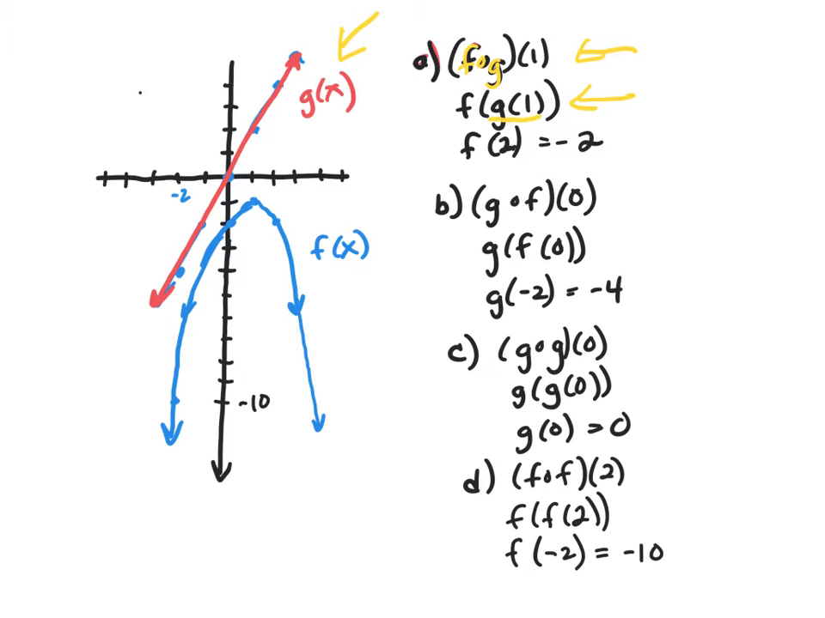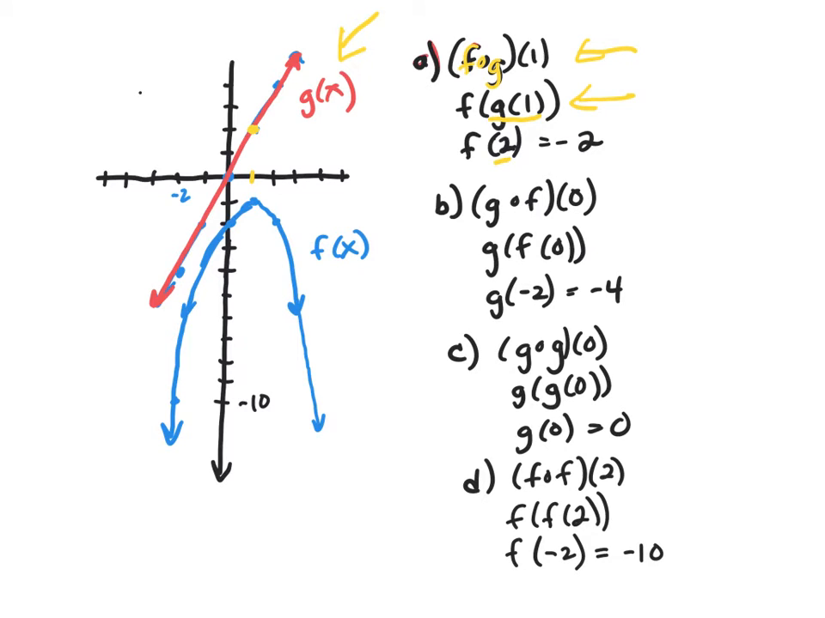First find g of 1. Go to your graph called g and look at what the y value is when x is 1. So when x is 1, this is where x is 1, the y value is 2. So that's how I got 2.